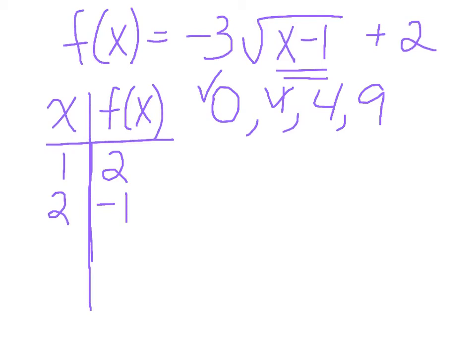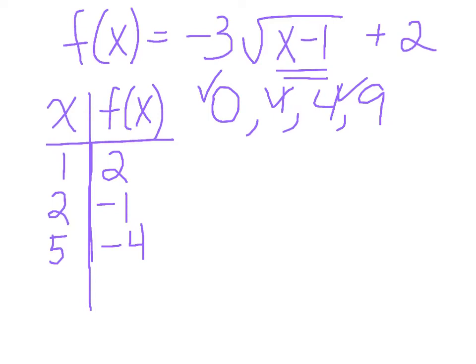If I'm aiming to get a 4, I need to substitute a 5 in for x. 5 minus 1 is 4. The square root of 4 is 2. 2 times negative 3 is negative 6. Negative 6 plus 2 is negative 4. And then finally, that takes care of this one.